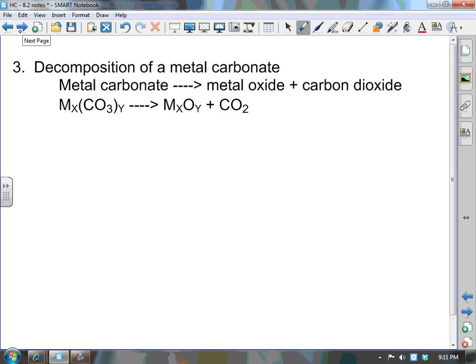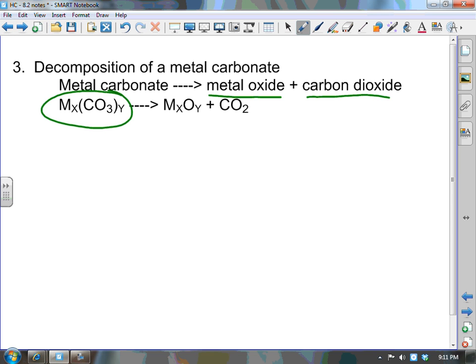Third one, decomposition of a metal carbonate. So here we have a metal bonded to CO3s that then form metal oxide and carbon dioxide. So we have a metal bonded to the carbonate ion. Again, all the X's and Y's, I just put those up there because, depending upon the element, we're going to have different charges. If we have different charges, then that changes all the subscripts.